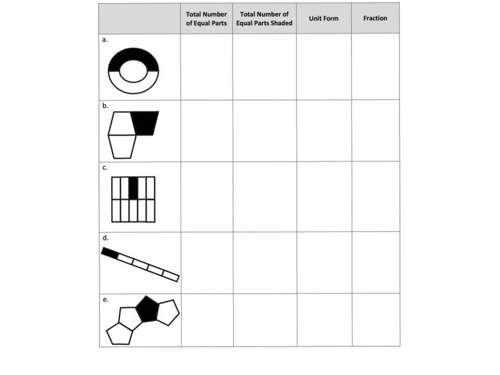Because a lot of this language is stuff we've never heard of. First off, total number of equal parts, 2. Total number of equal parts shaded, 1. Now what's the unit form? The unit form is halves, as in halves, and then the fraction is 1/2.